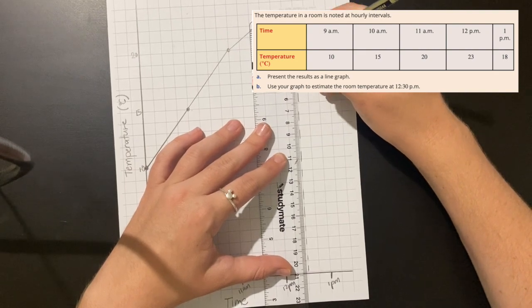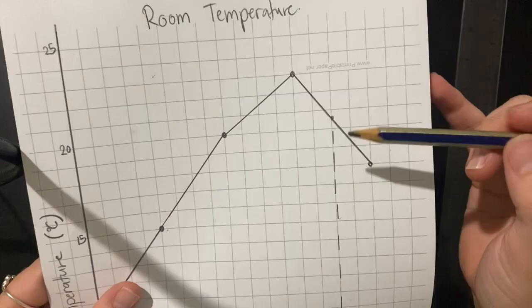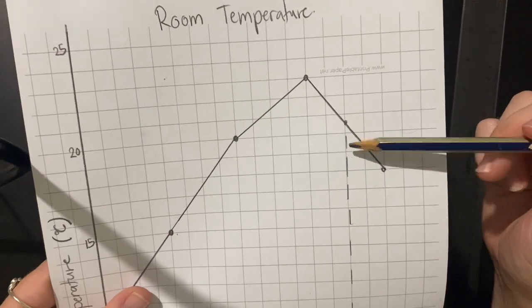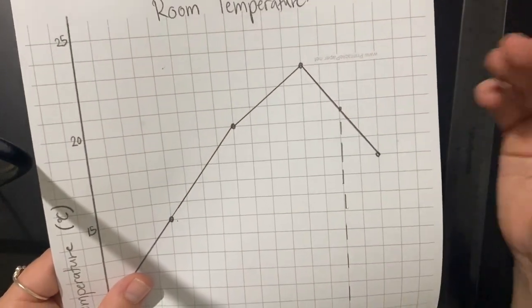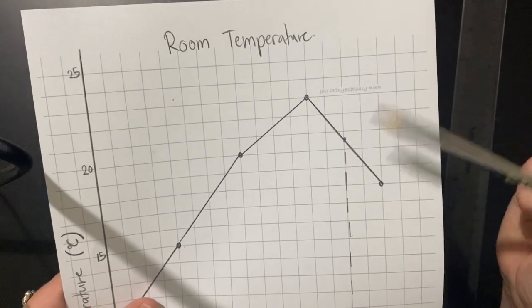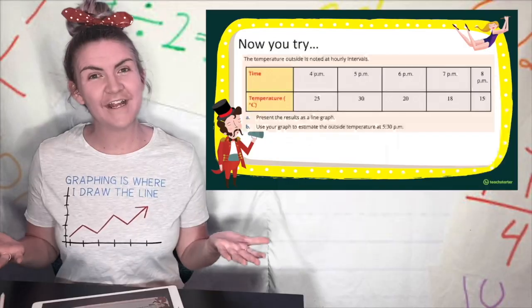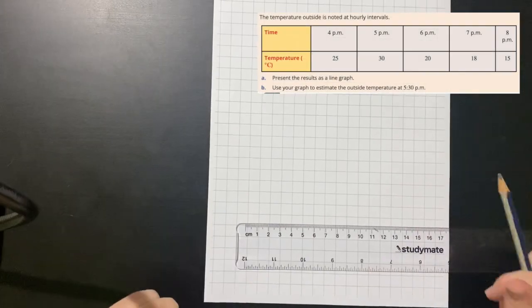I have hit this point right here, which I'm going to round down to here, which is 20 degrees. So I think it's probably approximately 20 degrees at 12:30. Now you try draw a line graph. Let's quickly check our answers.